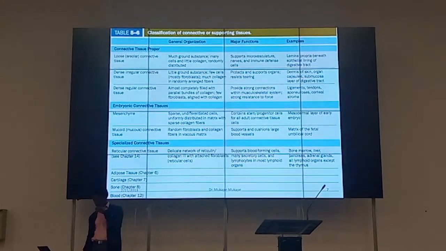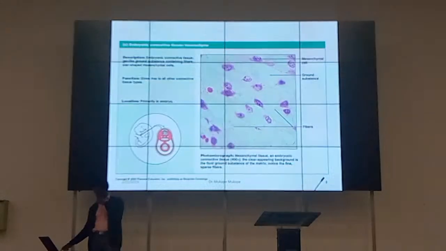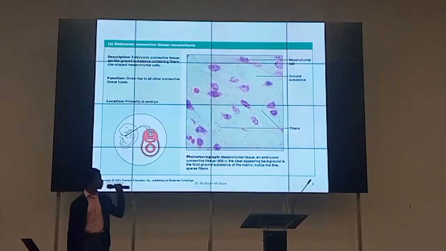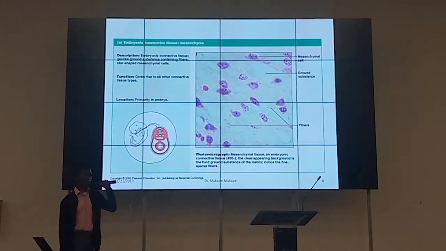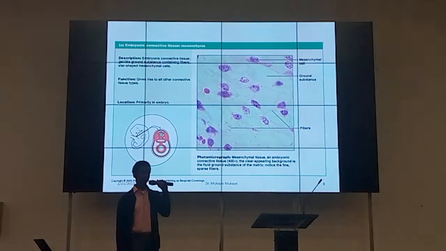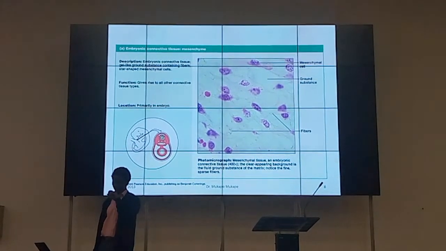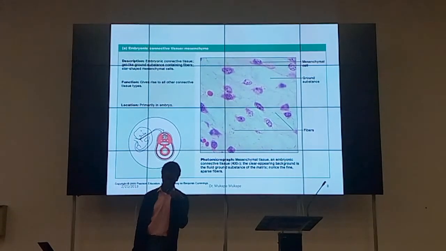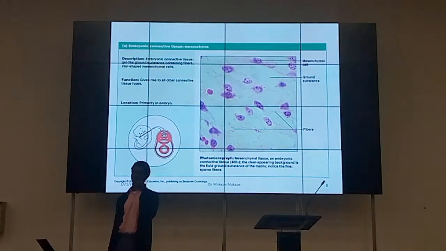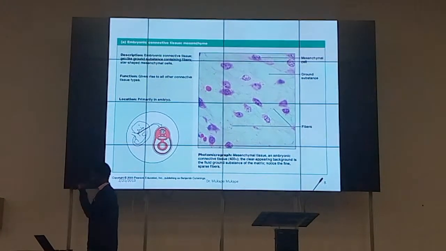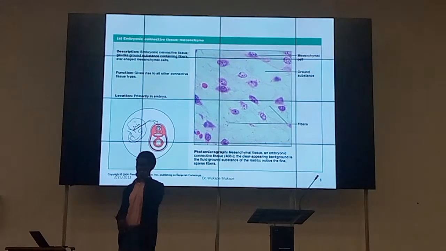So there's a table here to highlight the classification of connective tissue. Let's start with this one, embryonic connective tissue. You can see it's mesenchyme. We can see the ground substance there, the mesenchymal cells, fibers. What are mesenchymal cells? Not all the cells, but most of the cells are derived from mesenchymal cells. Mesenchymal cells are undifferentiated connective tissue cells giving rise to various cells in the body.